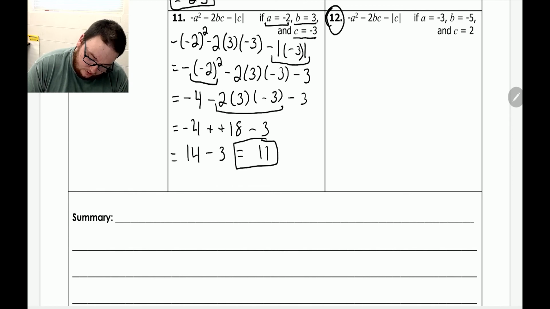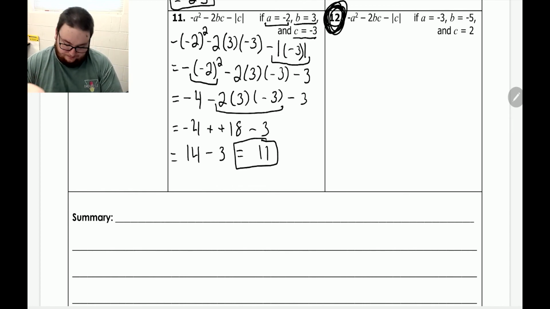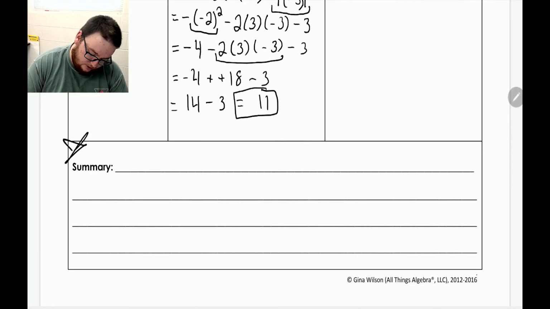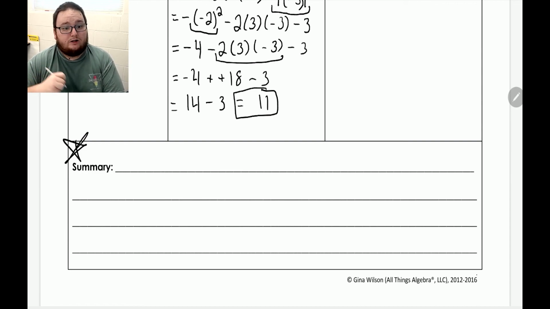Again, number 12 is yours to do on your own. And finally, we have the summary, which is also yours to do on your own. What I want here is for you to explain what substitution is, how you use it, and how you can solve something without copying the exact words on the front page.